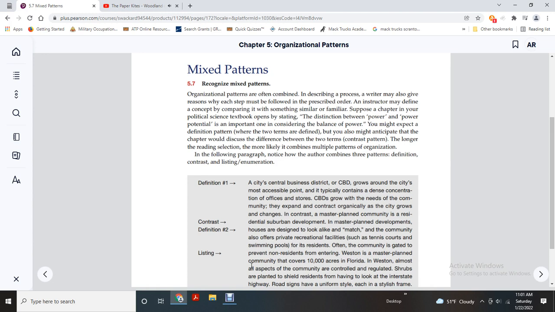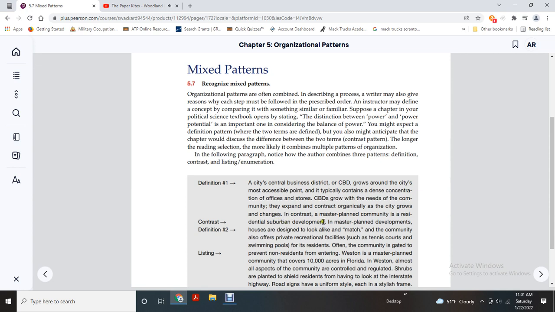A city central business district (CBD) grows around the city's most accessible point, and it typically contains a dense concentration of offices and stores. The CBD grows with the needs of the community to expand, organically, as the city grows. In contrast, the master planned community is residential suburban development.